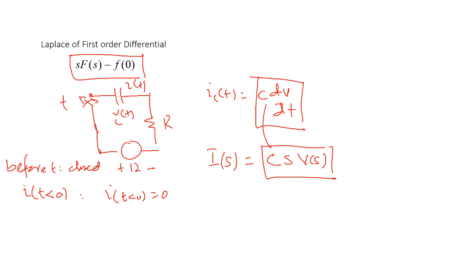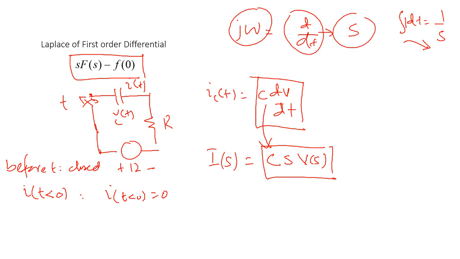So what did we convert? We converted this d by dt to s. It is converted just like an integral dt is converted to 1 over s. So anything, let's say 1, and we want to take its Laplace transform, it will convert to 1 over s. So if we have a d by dt and we convert it using the Laplace transform, it will become s. This is also known as j omega. So j omega, d by dt and s are the same things.